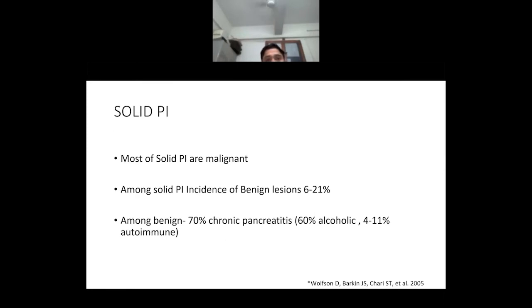Coming to solid pancreatic incidentalomas, most of the solid pancreatic incidentalomas are malignant. Among solid pancreatic incidentalomas, the incidence of benign lesions was 6 to 21%. Among those benign solid pancreatic incidentalomas, 70% are due to chronic pancreatitis, of which 60% are due to alcohol-induced chronic pancreatitis, and 4 to 11% were due to autoimmune-induced chronic pancreatitis.